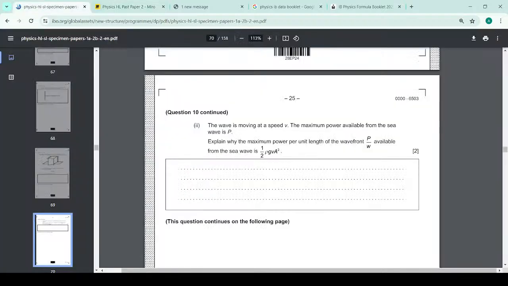So part 2. The wave is moving at a speed v. The maximum power available from the sea waves is P. Okay, explain why the maximum power per unit length of the wavefront, P over W, available from the sea wave is half rho G v A squared. So once again, we want to think about this and how we can dissect our final answer, especially when they've given it to us, right?